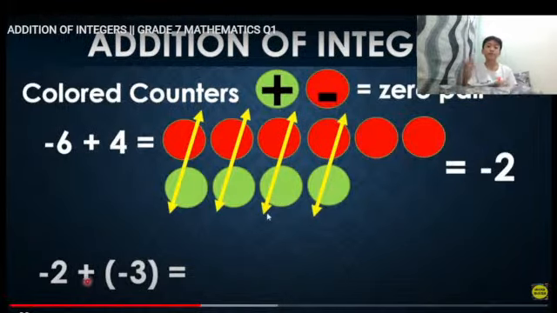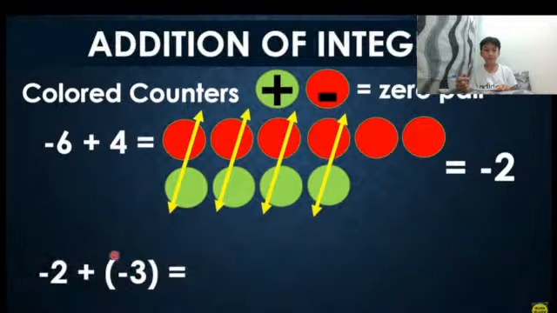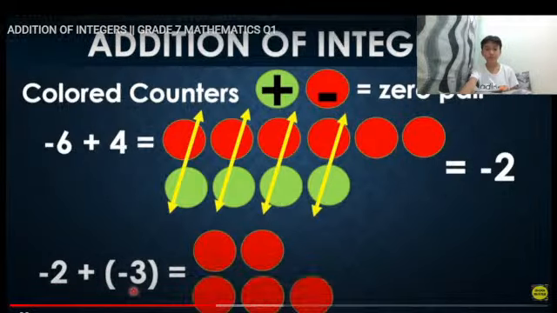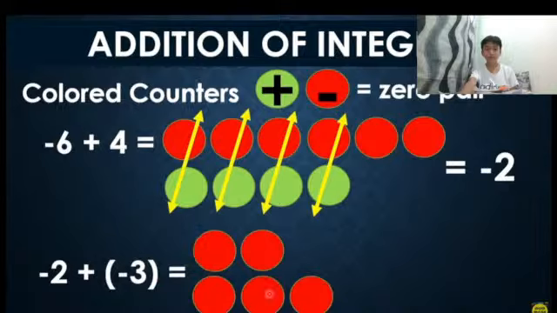So, ito na naman. Since negative 2, i-enclose natin siya sa parenthesis. Now, bakit ito wala na siyang parenthesis? Actually, pwede mo siyang lagyan ng parenthesis. But negative 2 plus, let us represent negative 3. So, tatlong reds. Wala tayong zero pair dito. Ibig sabihin, bibilangin na natin to lahat.